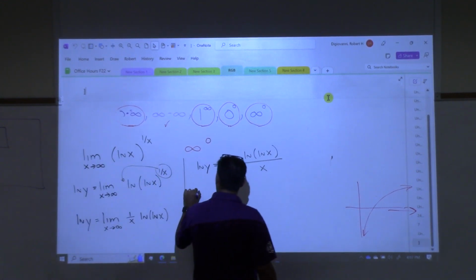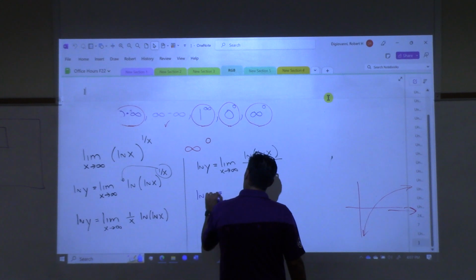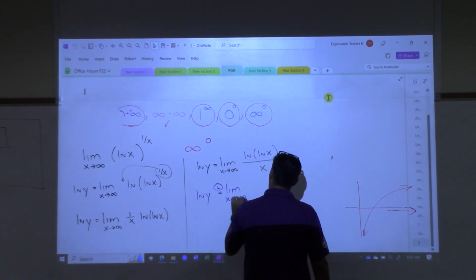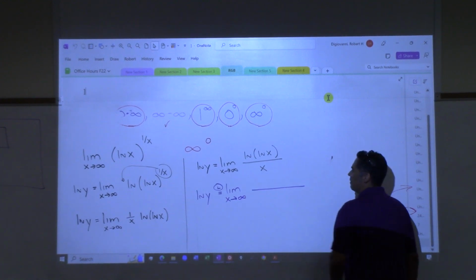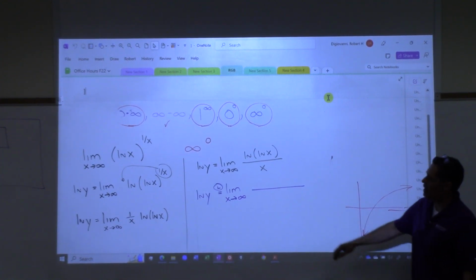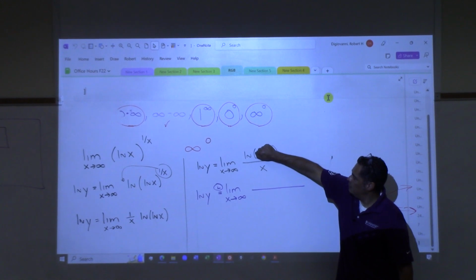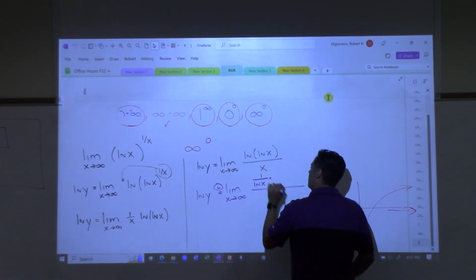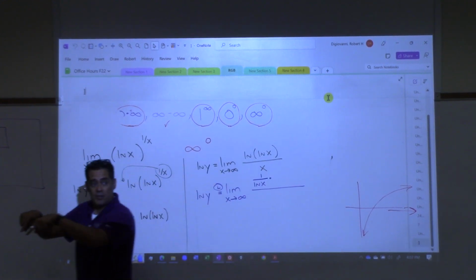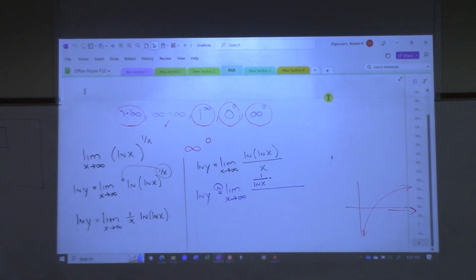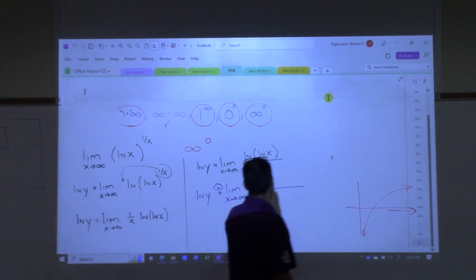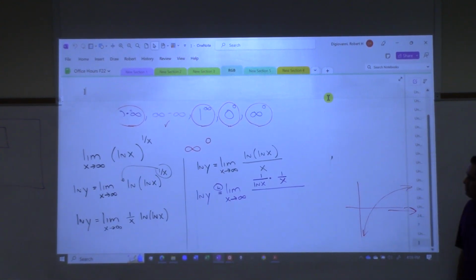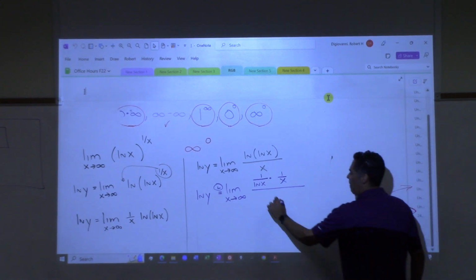This one's actually working out pretty nice. L'Hopital, limit x goes to infinity. Okay, be careful on the top. Derivative. What's the derivative of natural log of something? 1 over that something times the derivative of what was in it. What's the derivative of what's in it? 1 over x, right? Because it's natural log. So 1 over x again, or not again, but 1 over x. Done on top, right? Derivative of the bottom? 1.